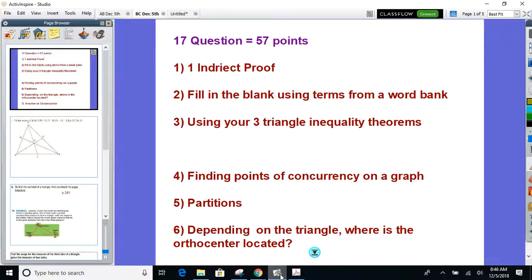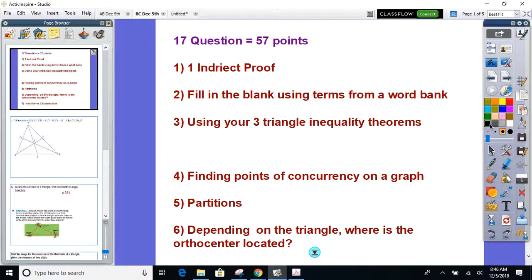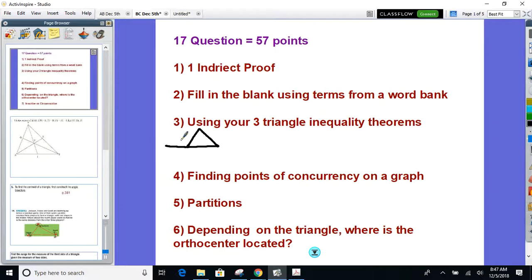Three inequality theorems. I just want to quickly go over what those three are. What do you know about the exterior angle of a triangle? It is equal to the sum of the two remotes, but in this unit we went over angle 1 compared to angle 2: greater than. The exterior angle is greater than either of its two remote interiors.